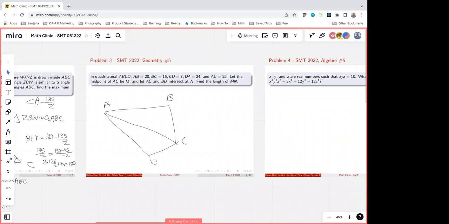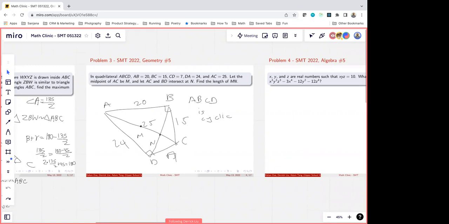And when we fill in the side lengths, we can notice that angle ABC is 90 degrees, and also angle ADC is 90 degrees by Pythagorean theorem. So we know that ABCD is cyclic. And from here we can use similar triangles. Let me draw in M here and N here.